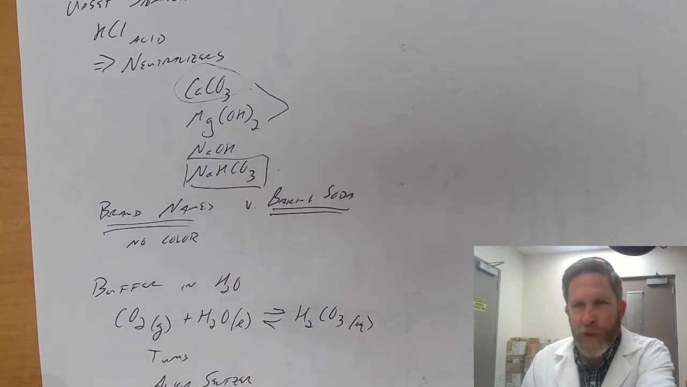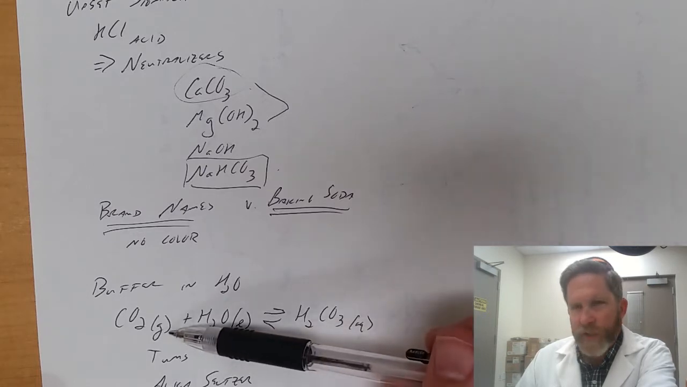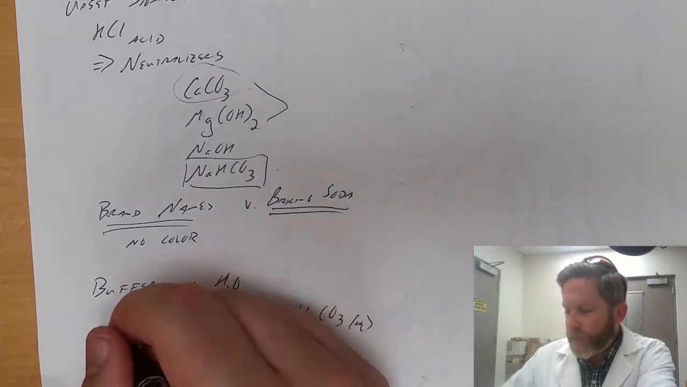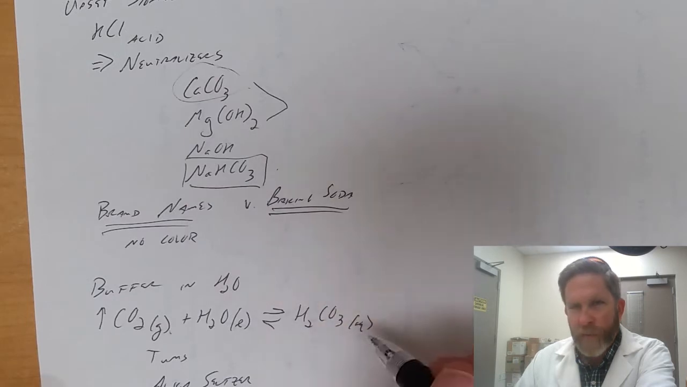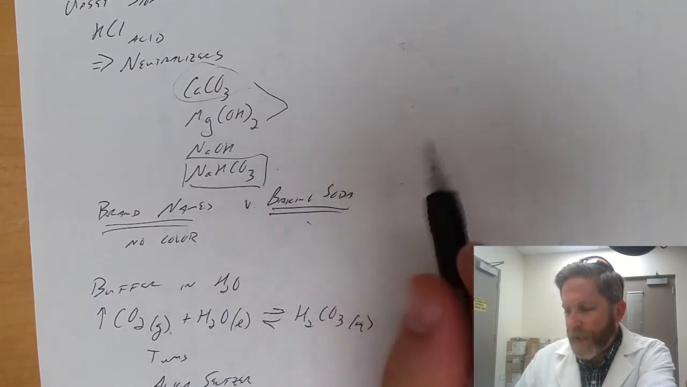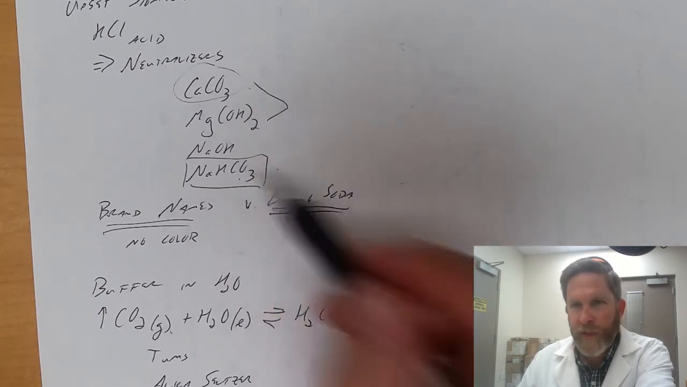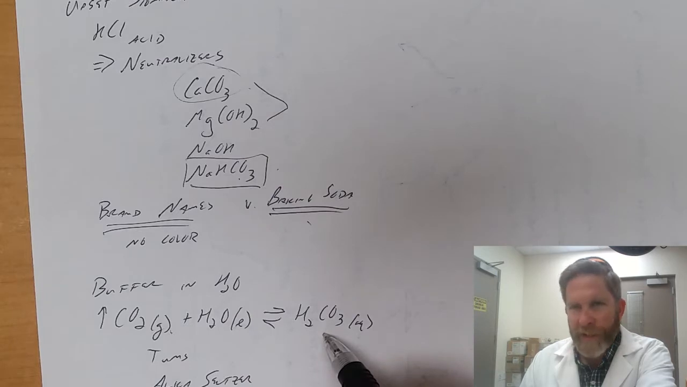Because remember, we learned from Le Chatelier's principle that equilibria are temperature dependent, and so as we heat it, it's going to drive the gas off, and this will be evolved out, and it will burn up all the carbonic acid that remains. We also have to do this in the case of baking soda, because baking soda will also facilitate the carbonate and carbonic acid buffer system.